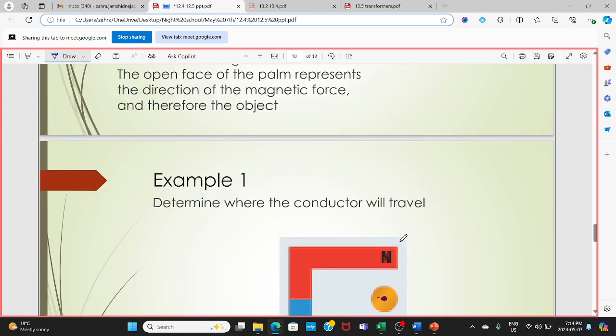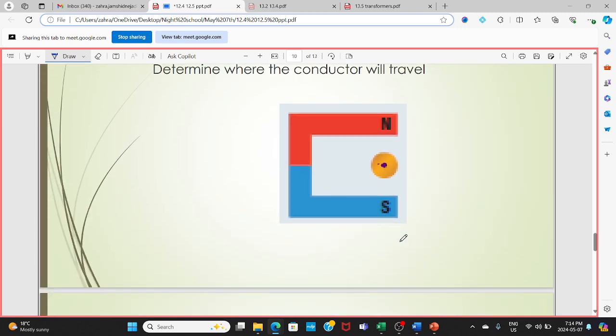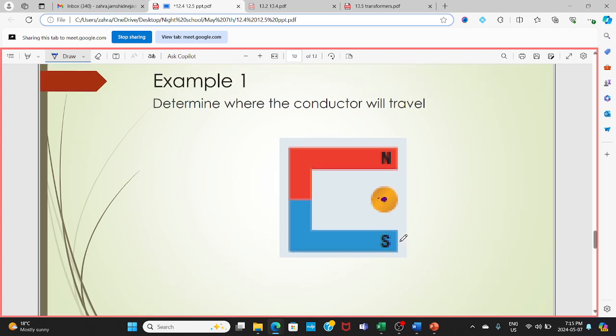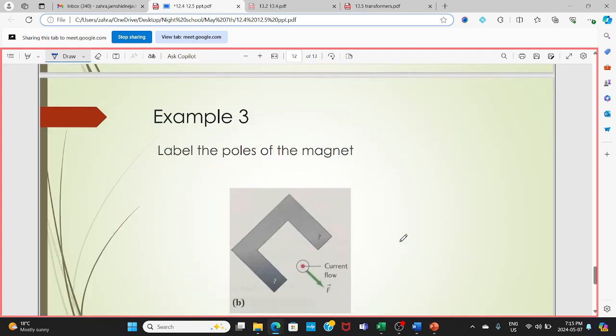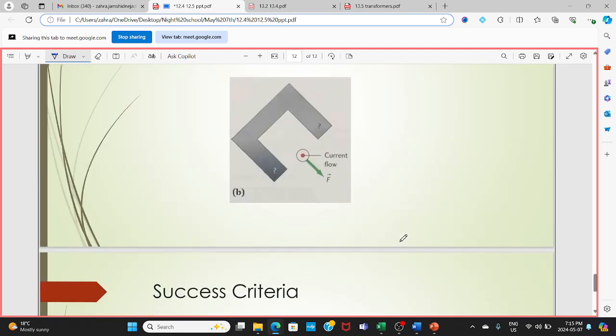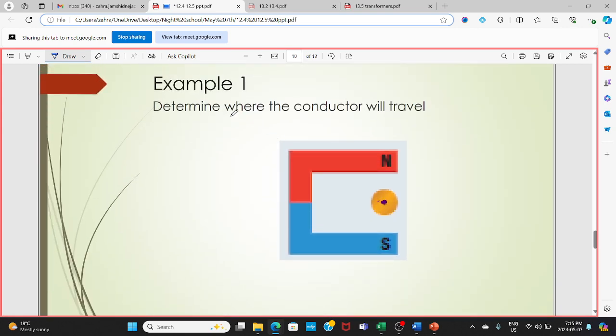So move on to the next one. Can you do this one? I'm going to just, so we have this example and the second example and third example. I want everyone to think about this. Determine where the conductor will travel means where is the force. If this is force to the right, of course, moving to right. We did it, right? I'm going to do it again.